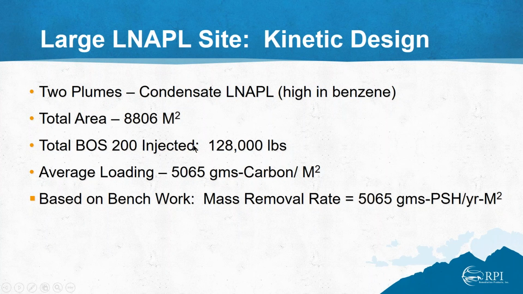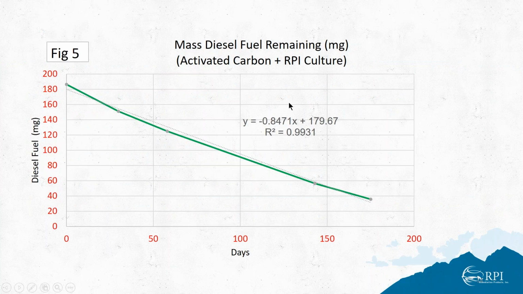It's about 8,800 square meters in size between 2 plumes. The total amount of BOS200 that was injected was 128,000 pounds. The average loading in terms of just grams of carbon per square meter is 5,065 grams of carbon.